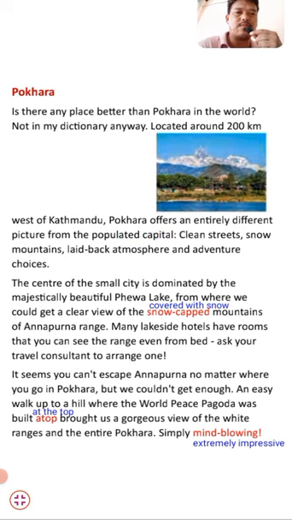from the highly populated capital, that is Kathmandu, and it's 200 kilometers far away from the capital, and located in the west region. And there, the experienced students need clean roads, no mountains, and a peaceful environment, with lots of adventure choices. The center of the small city is dominated by the majestically beautiful Pewa Lake, from where we could get a clear view of the snow-capped mountains of Annapurna Range.